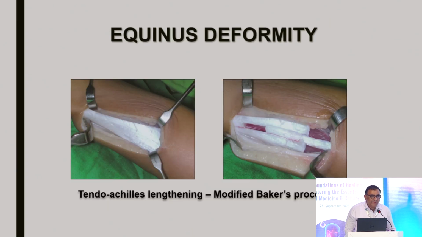For equinus deformity, we do tendo-Achilles lengthening. Again, various procedures there. But nowadays, there are so many papers which say that you should not do tendo-Achilles lengthening. In fact, according to most of the papers now, it does more harm than good. But unlike before, I do it in very selective cases now, very selective hemiplegic cases, and fortunately the results have been very good.